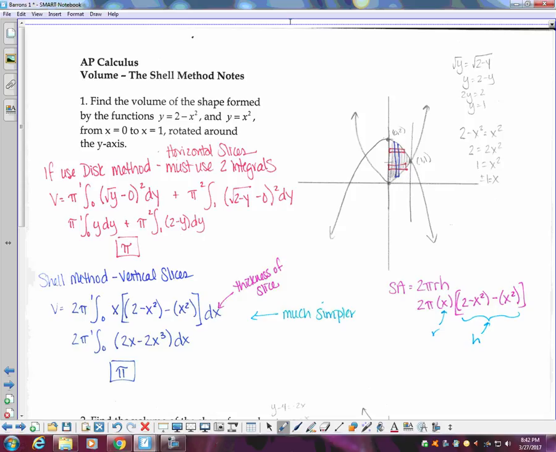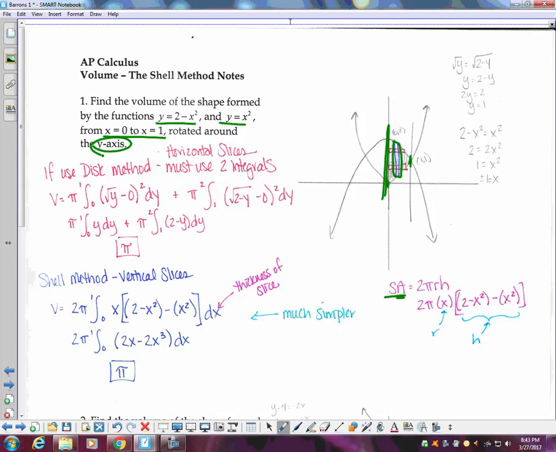Okay, shells. Shells are a great way to keep from having to do two separate integrals, or to keep from having to go horizontal, which is when you have to put everything in terms of y. So if you use the shell method, let's take this one, we've got this function and this one from 0 to 1. So x is from 0 to 1. I really want to slice it this way, but I'm rotating it around the y-axis. Well, this is the y-axis, so that puts my slice parallel to the axis of rotation instead of perpendicular, and anytime that happens, you're going shell.